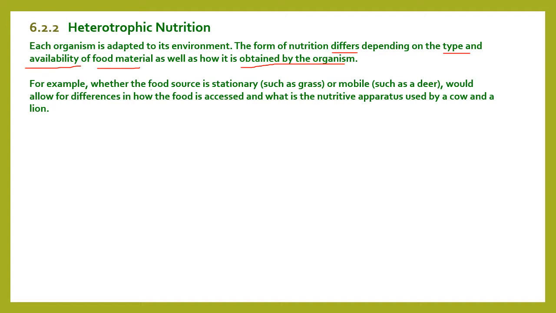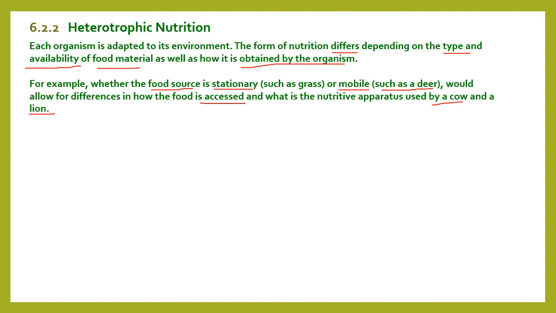See, whether the food source is stationary, like plant, grass, or mobile, like deer, rabbit, or other animals that move. So whether the food source is stationary or mobile would allow for differences in how the food is accessed and what is the nutritive apparatus used by a cow and a lion and other animals.